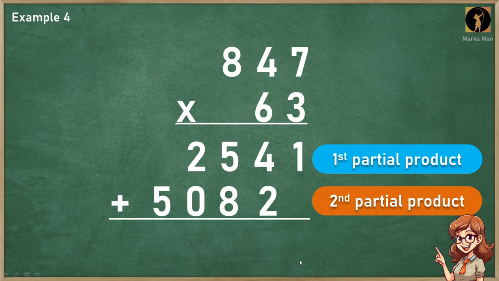Now, 1 plus nothing, that is equal to 1. And 4 plus 2, that is equal to 6. And 5 plus 8, that is equal to 13. But 13 is a 2-digit number, so you need to regroup it.